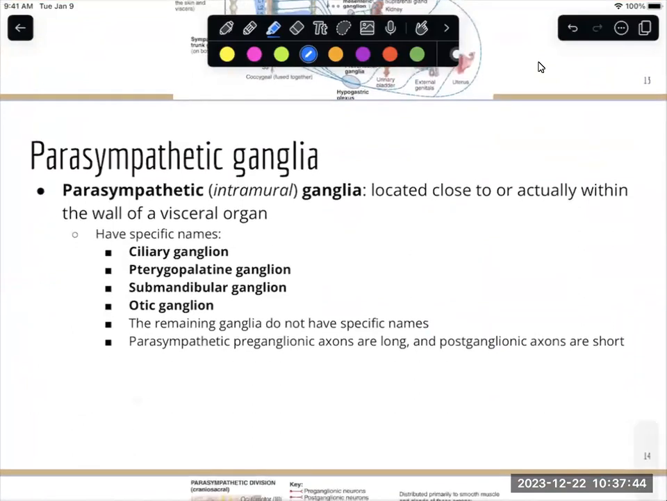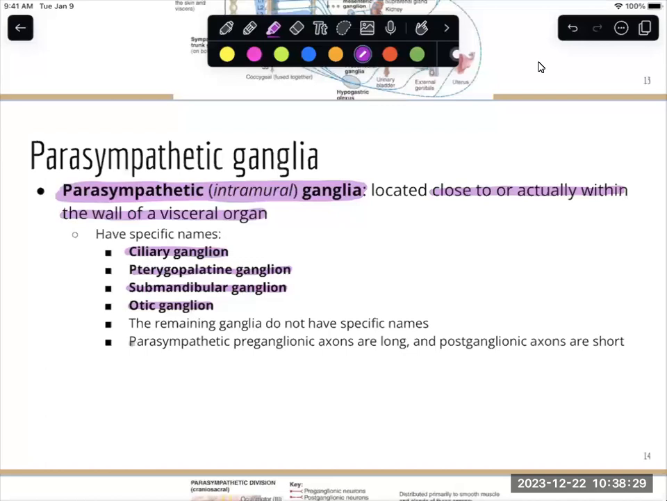So that's the parasympathetic. The parasympathetic ganglia are either close to or within the wall of the visceral organ that they are going to have an effect on. So there's a ciliary ganglion. This is by the eyes. Pterygopalatine ganglion. This is by the mouth. Submandibular. This is below the tongue. Otic, by the ear. These are the ones that have specific names.